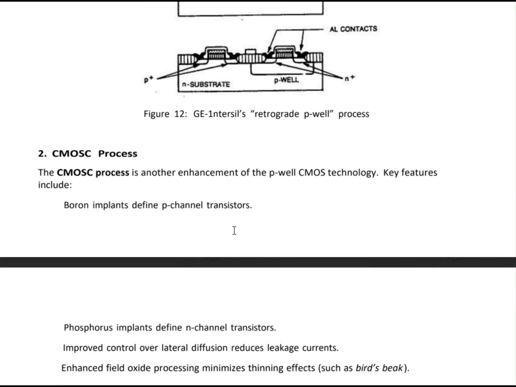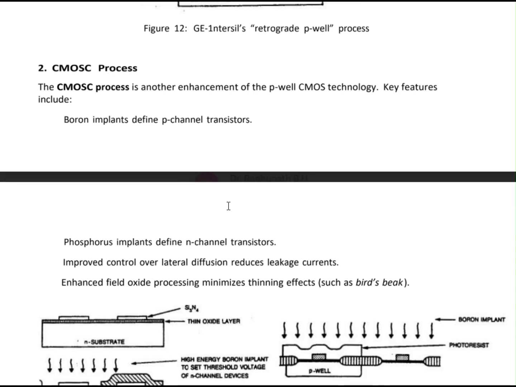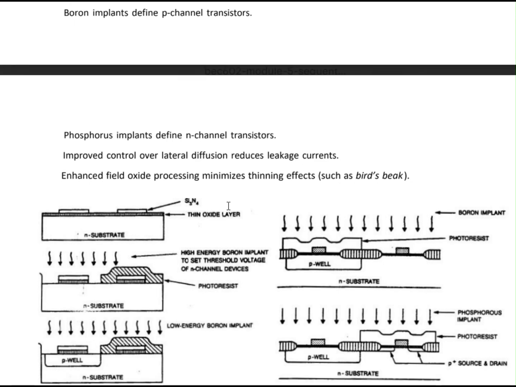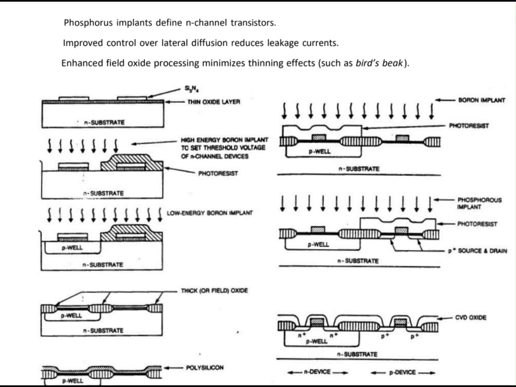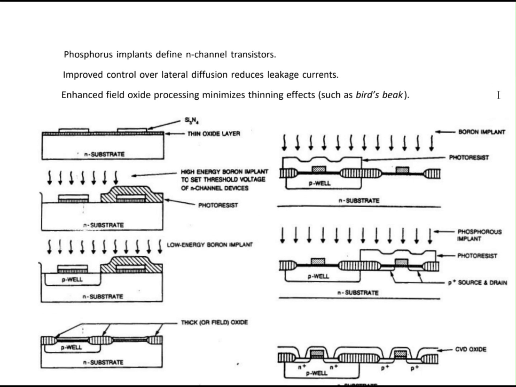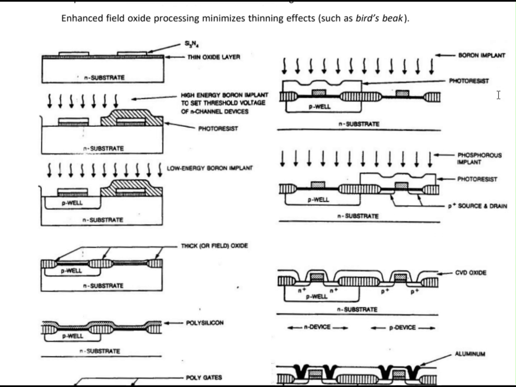Next is the CMOS-C process, which is another enhancement of the P-well CMOS technology. The key features include boron implants that define the P-channel transistor. Here we are using phosphorus implant that defines the N-channel transistors, and enhanced field oxide processing minimizes the thinning effect, also known as bird's beak. So in this, boron implantation is done for the P-channel transistors and phosphorus implantation is done for the N-channel transistors. The steps remain the same, only the type of the dopant that is used is different.